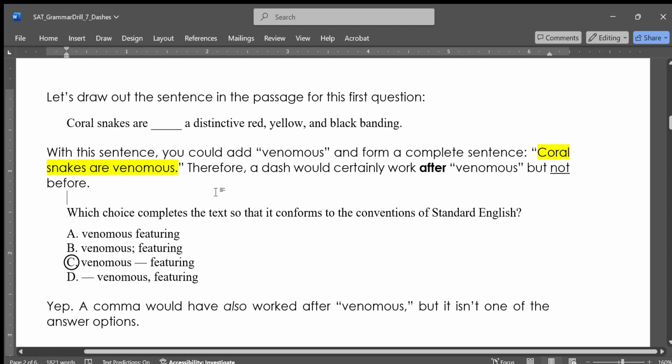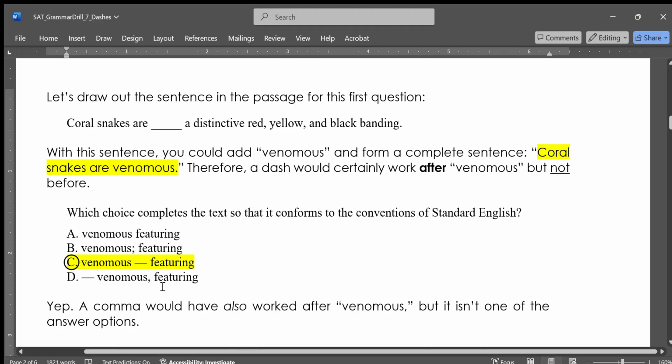So if that works, I can put a period there. I can definitely put a dash there. So I can say, hey, that's the end of the sentence. So I like this dash in C. And then I just simply continue on. That's why C was a great choice in this one, because I follow with a dash. Now, technically, you could use a comma after that word venomous, but that wasn't one of our options here.